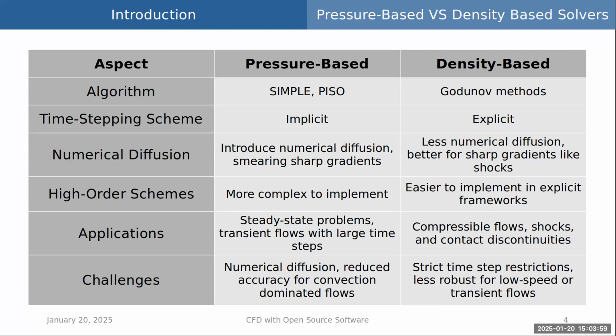They are commonly used for steady-state problems or transient flow with large time steps, but can struggle with accuracy in convection-dominated flows. On the other hand, density-based solvers, like those based on Godunov methods, use the density as the main variable and usually explicit time schemes that minimize numerical diffusion, making them better suited for sharp gradients and to capture discontinuities. The pressure is usually calculated from an equation of state that links the density to the pressure and the temperature. They perform better in compressible flow with shocks and discontinuities, but they also require smaller time steps and can be less robust for low-speed flow.